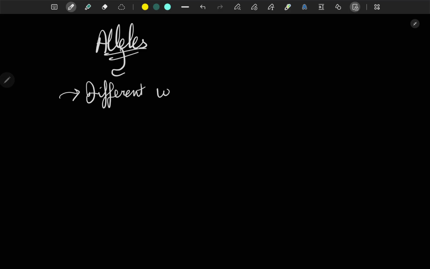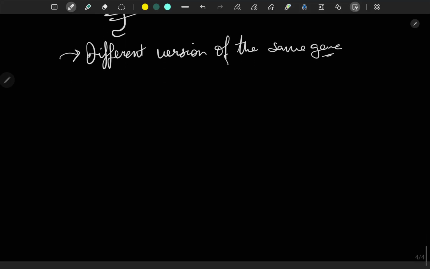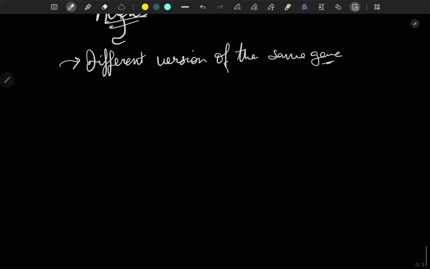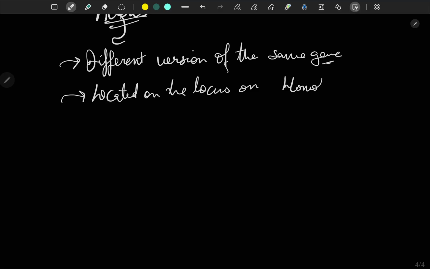Now let's talk about the alleles. They are called different versions of the same gene. Why? Because they are located at the same locus on homologous chromosomes.